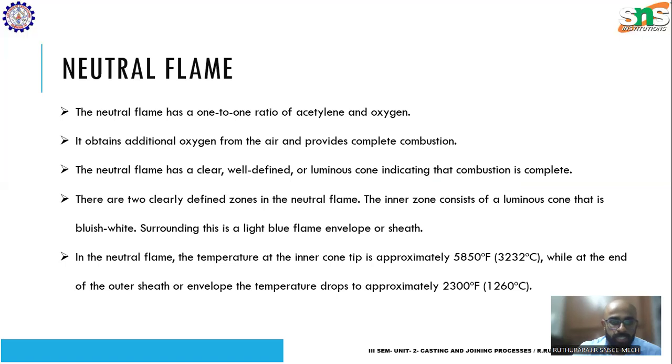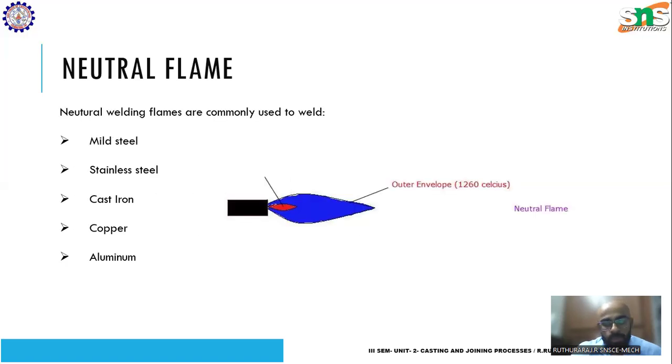What types of materials can be welded using this neutral flame is listed here: mild steel, stainless steel, cast iron, copper, aluminum. If you see these metals, they are not dependent on either carbon or oxygen. If you take mild steel or stainless steel, if you provide more carbon or more oxygen, there may be some reaction occurring in those materials. So those types of material can be welded using this neutral flame.